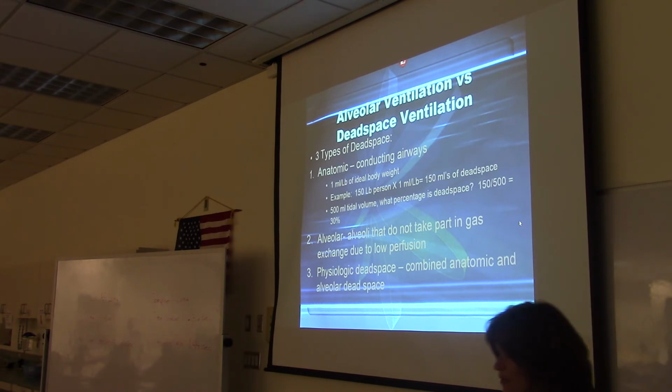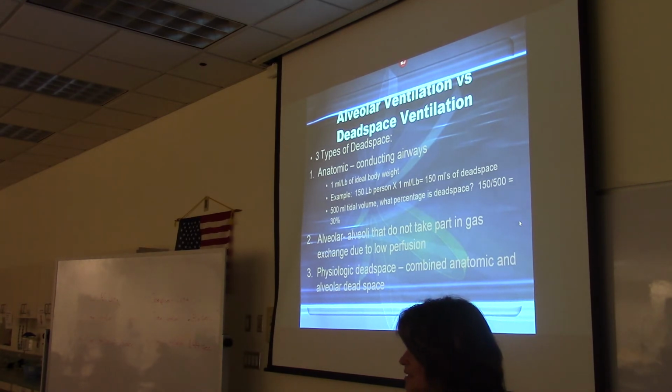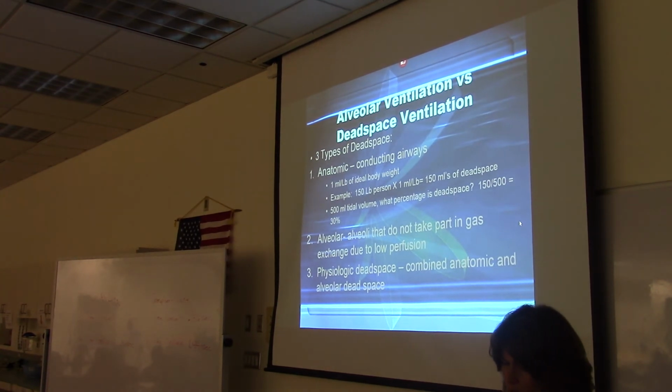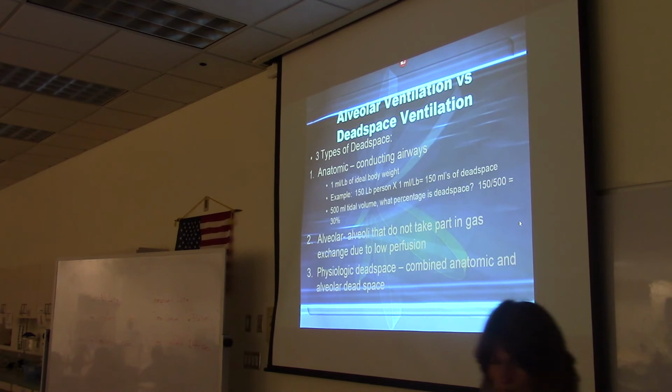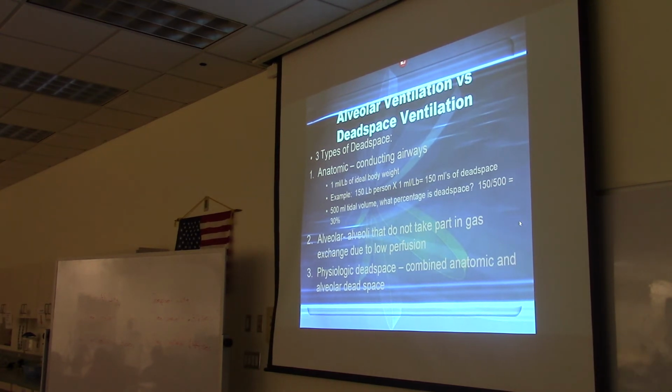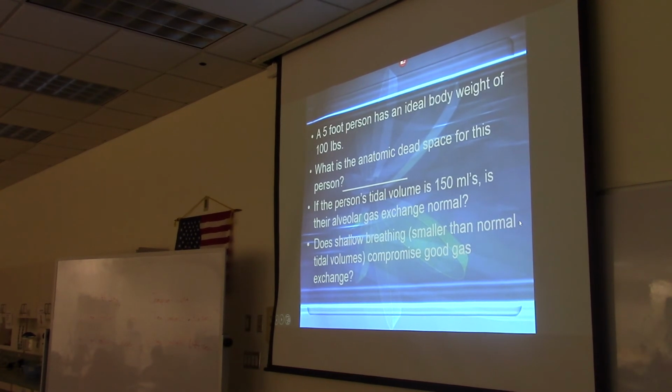So what I need you to write down is 30% or less is a normal ratio, and 50% and higher is abnormal. Okay, 50% and higher is abnormal. 30% is normal. Yes.